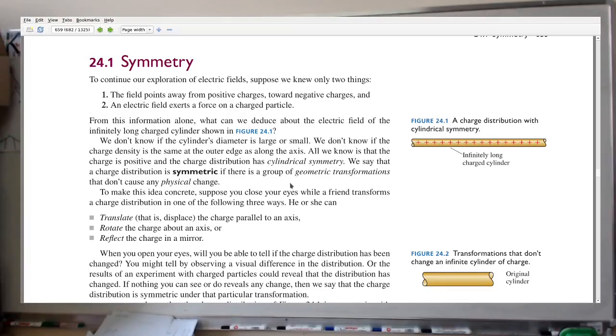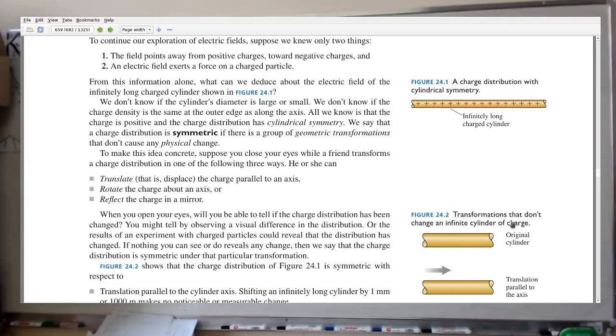There are some charge distributions that show multiple of these. For example, if you have an infinite cylinder of charge, like over here, then you can translate parallel to the axis. Regardless of where you are in space, since this is an infinite cylinder of charge, when you're moving along a line that's parallel to its axis, nothing is going to change. The universe that you see is going to remain perfectly the same.